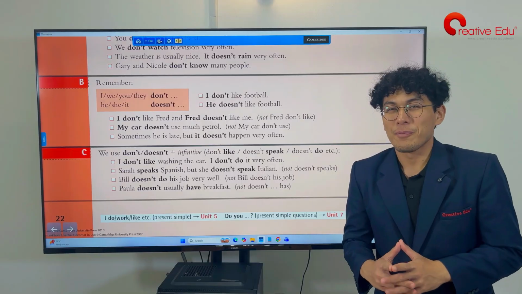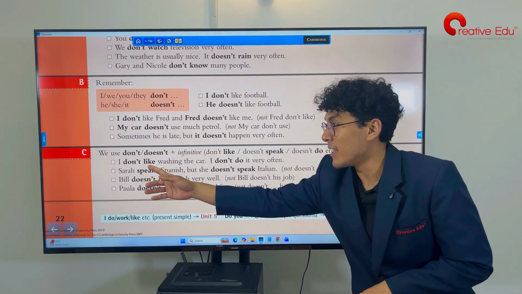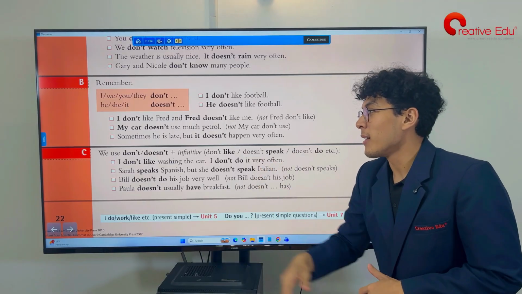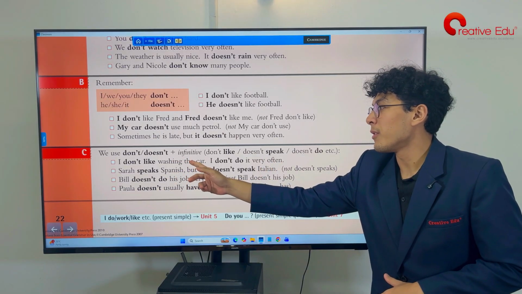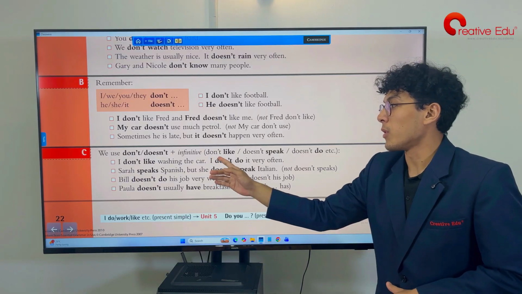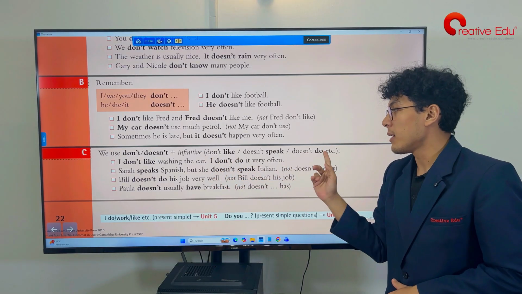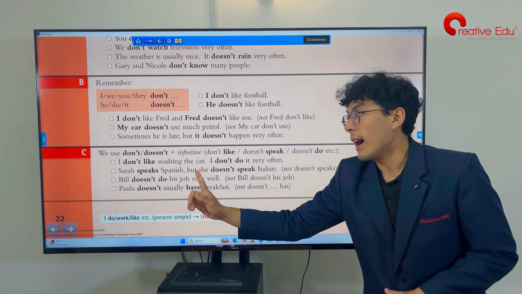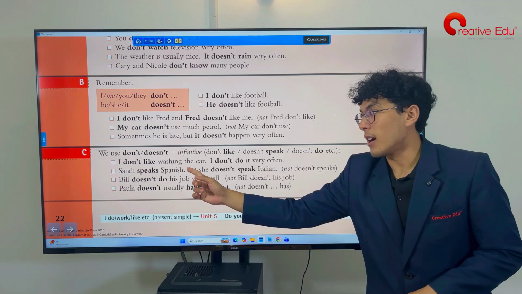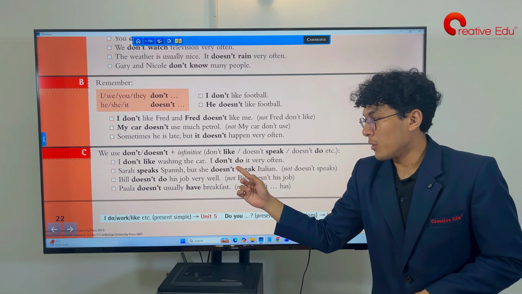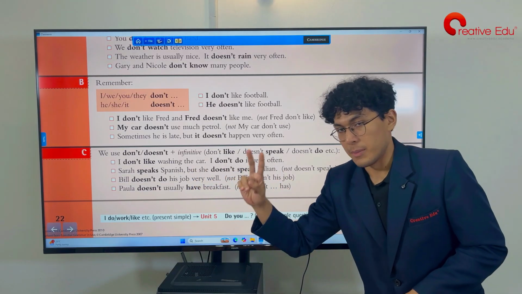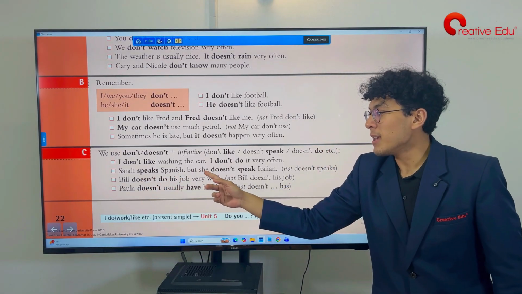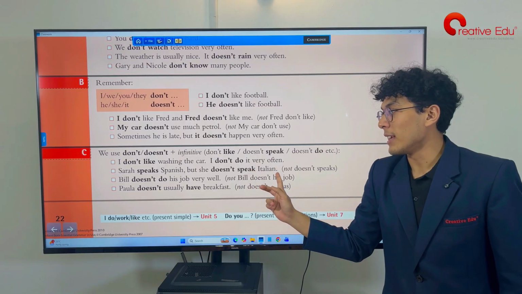All right, everyone, let's move on to C here. We use don't or doesn't plus infinitive right here. So don't like, doesn't speak, doesn't do, etc. First one. I don't like washing the car. I don't do it very often.